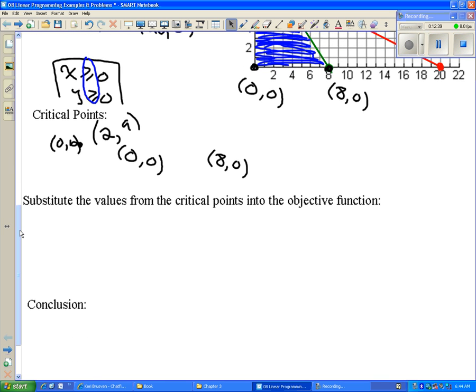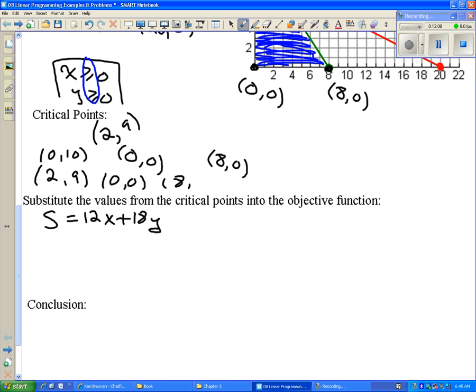Substitute the values from the critical points into the objective equation. My objective equation was S is equal to 12x plus 18y. I've got 4 points to check out. I don't like this one, it looks kind of ugly. Let's go ahead and rewrite that as 0, 10. Then the other one was 2, 9. Then 0, 0. And 8, 0.